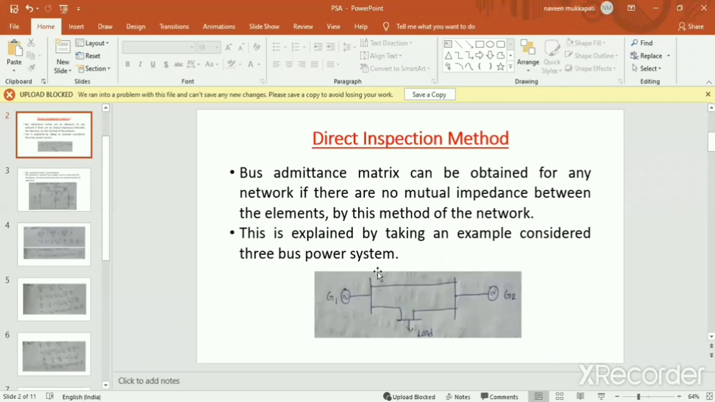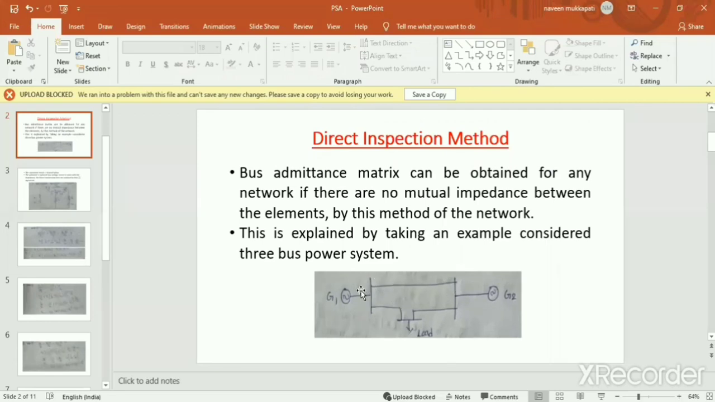There are some representations. In the single line diagram, this is the symbol for the generator, this is the symbol for the load, and these are the symbols for the various elements. If an element is there between bus 1 and 2, it will be obtained in a straight line only.